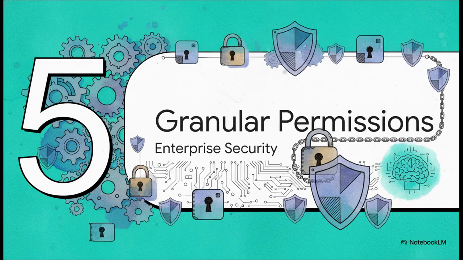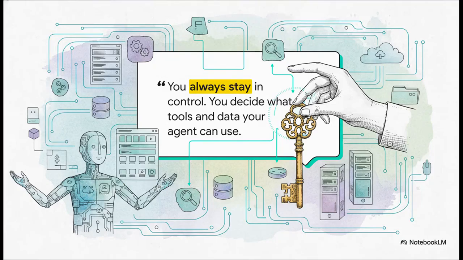Number 5. Granular permissions, enterprise security. Now, we need to talk about security. As the builder, you always stay in control. You decide what tools and data your agent can use. I absolutely love this quote from the OpenAI engineering team because it perfectly captures our philosophy as admins here. We are never, ever just handing the keys to the kingdom over to an AI.